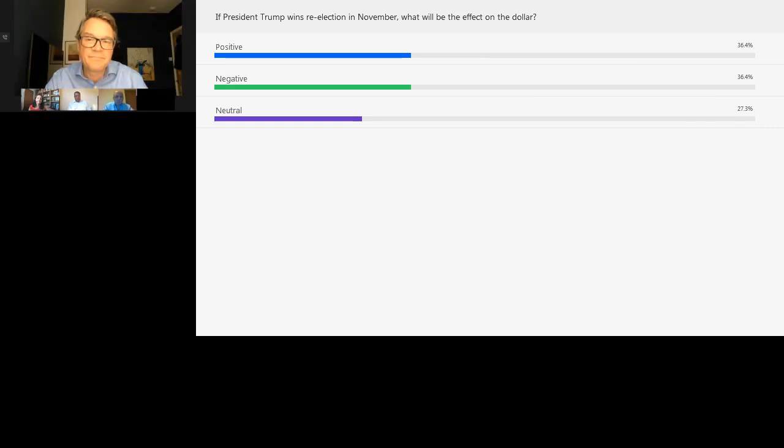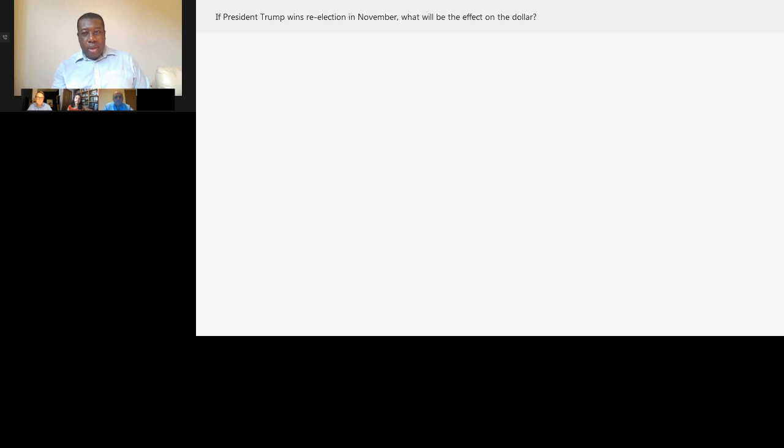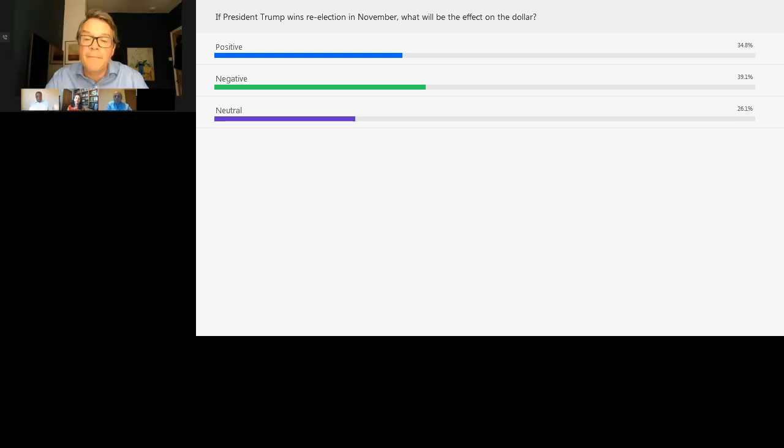Yeah, I agree. At the moment, I think it's going to be subdued across the board because these are unprecedented times. So I don't believe that that's going to be a factor, at least in the medium term. The polling question, I mean, positive and negative is pretty split. Neutral, just above 27% say neutral.